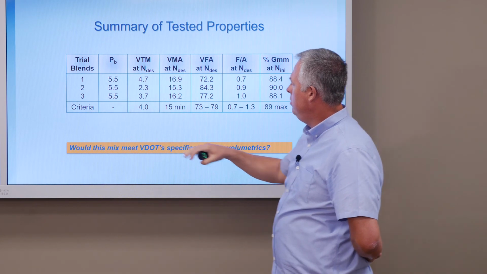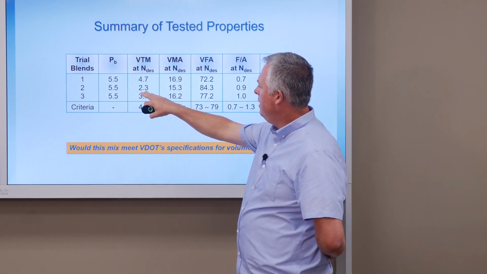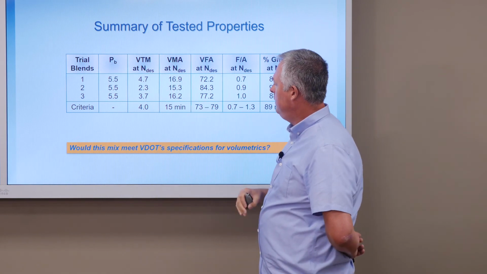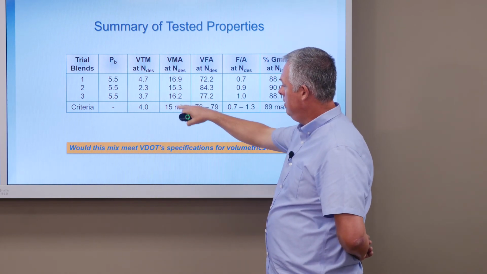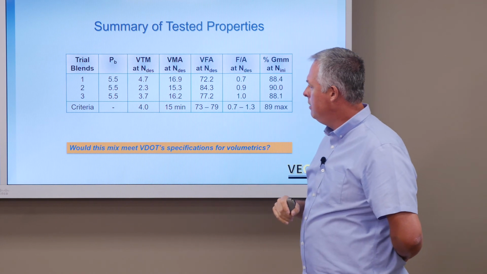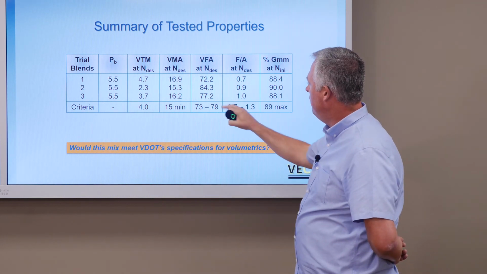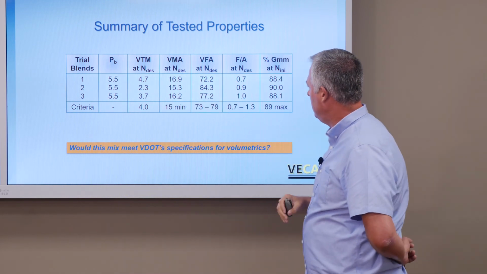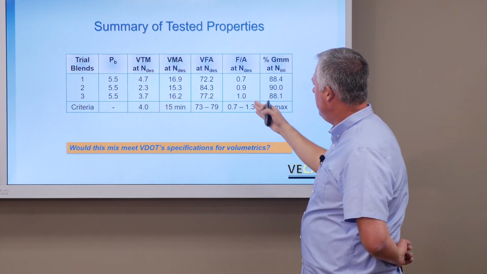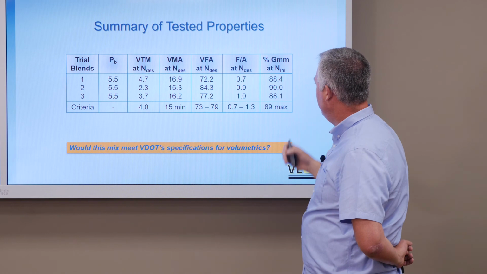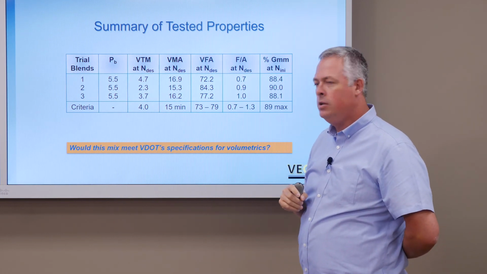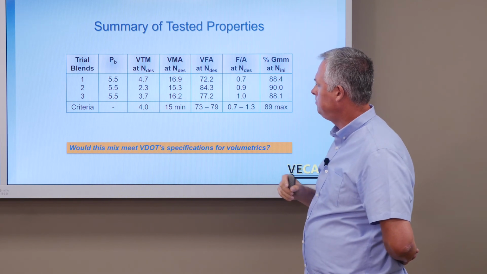Trial blend number 2, that one we're a little bit tighter, so we're at 2.3% air voids. Our VMA is at 15.3, which is within range, we're not at the minimum, but we're pretty close. VFA is out, which makes sense. We're a little bit tight, so that usually is going to get thrown out. FA ratio is good, and we're at 90. So this is giving us maybe an indicator this could be a little bit of a tender mix.